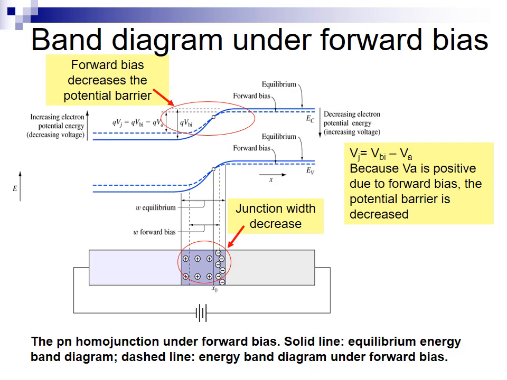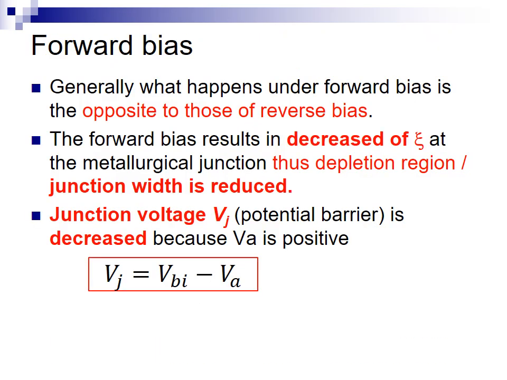The differences of the Venn diagrams under equilibrium and forward bias are shown in this figure. The dotted lines are the Venn diagram under forward bias and the solid lines are those under equilibrium. We can see that the potential barrier is smaller under forward bias and the junction width decreases. Since the electric field at the transition region reduced, less carriers are swept away from the depletion region, thus the junction width is reduced. And from the general equation of the junction voltage, since Va is positive value, we can see that under forward bias, Vj is smaller than Vbi, which means that the potential barrier is reduced.